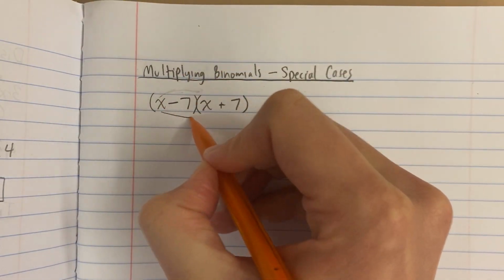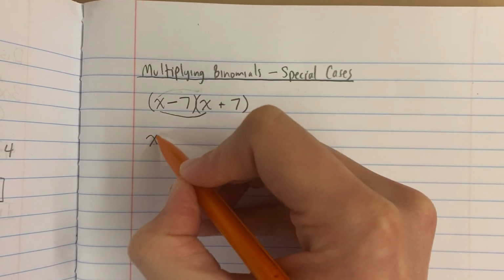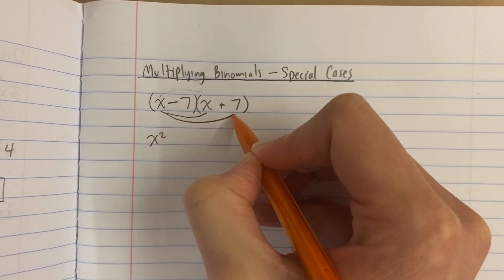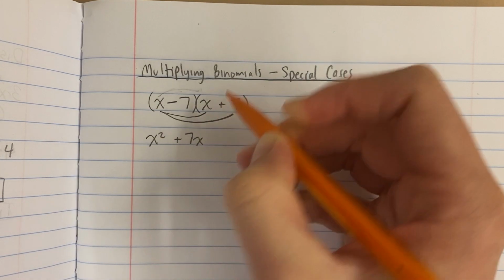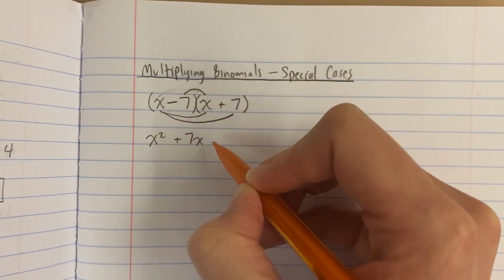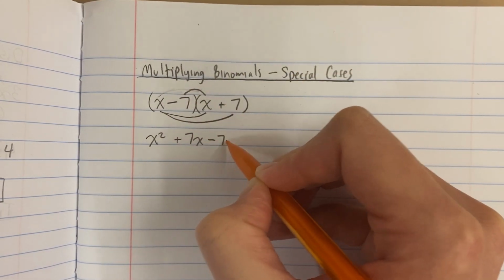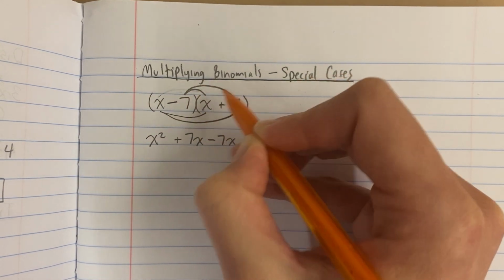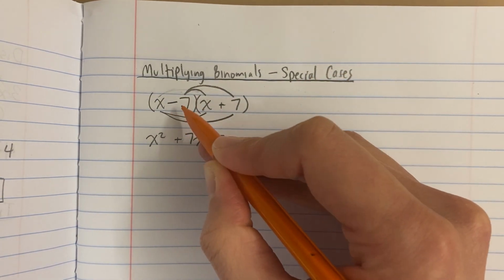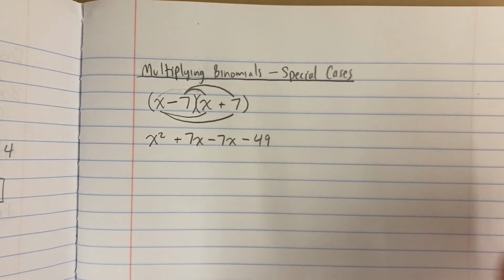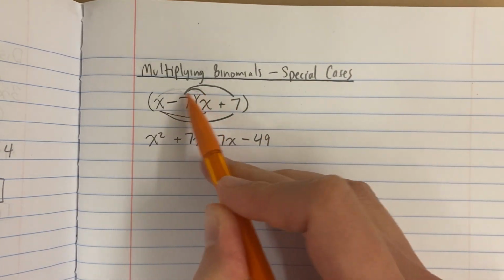we're going to do x times x, that's x squared. x times 7, that's plus 7x. Same deal here, negative 7 times x, that's negative times positive, that's negative 7x. And negative 7 times 7, negative times positive is negative, 7 times 7 is 49. Okay, notice, same thing, I did 1, 2, 3, 4.